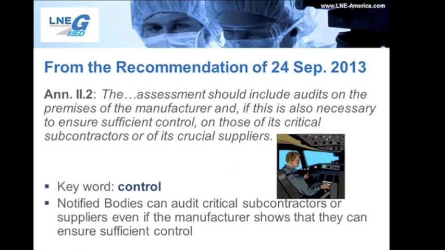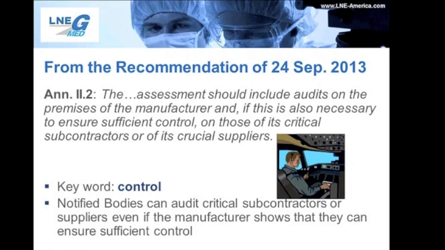There are a lot of requirements in Annex 2, and so we're just going to take a look at the ones that specifically call out a manufacturer's critical subcontractors. The first one is Annex 2.2, which states that the notified body's assessment of the manufacturer's quality management system should include audits on the premises of the manufacturer and, if this is also necessary to ensure control, on those of its critical subcontractors or of its crucial suppliers. The key word in this clause is control. The manufacturer must maintain, which is another key word, sufficient control of its critical subcontractors and suppliers. If they don't, the notified body will audit those subcontractors or suppliers.